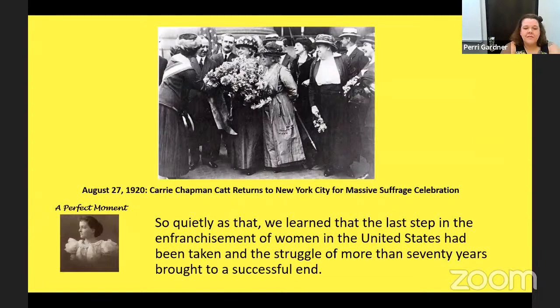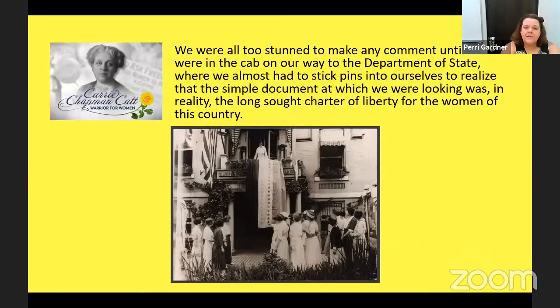So quietly as that, we learned that the last step in the enfranchisement of women in the United States had been taken, and the struggle of more than 70 years brought to a successful end. We were all too stunned to make any comment until we were in the cab on our way to the Department of State, where we almost had to stick pins into ourselves to realize that the simple document at which we were looking was, in reality, the long-sought Charter of Liberty for the women of this country.